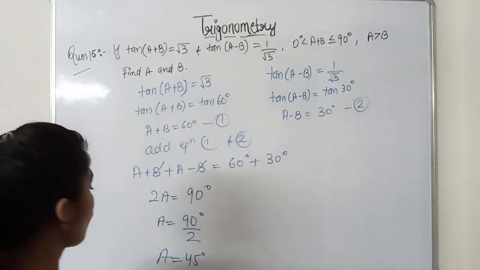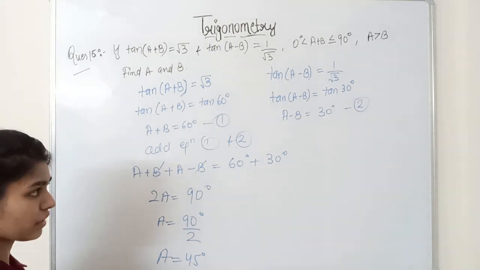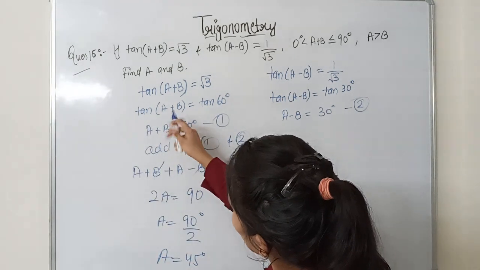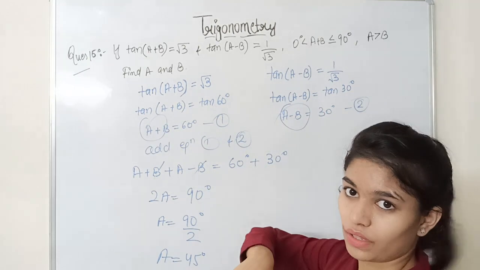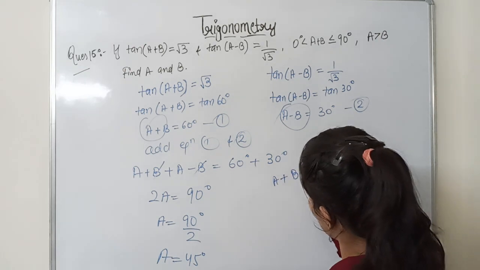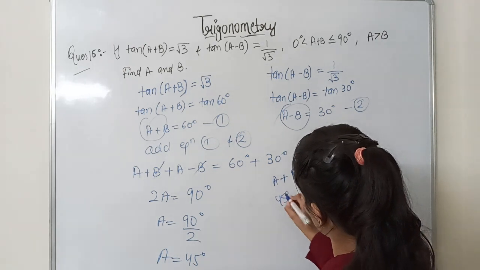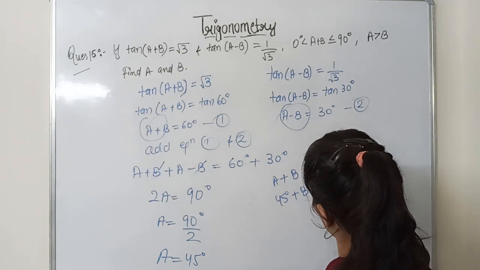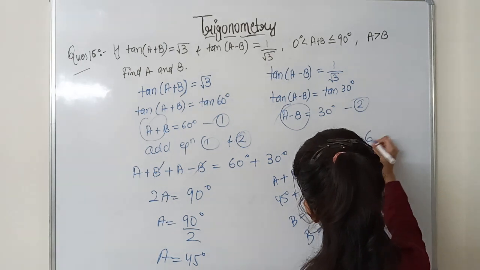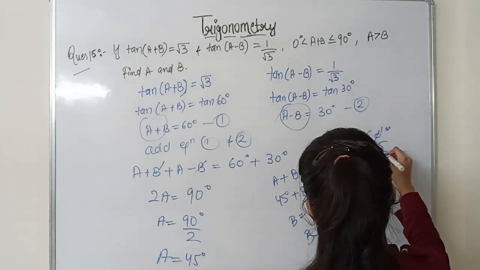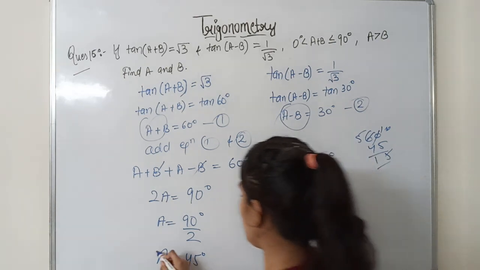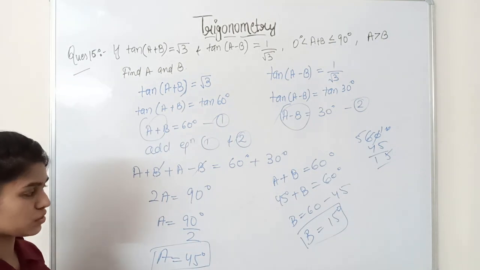Now, what is the value of a? We have already found out the value of a. What is b? Put the value of a in this equation or in this equation. We can find the value of b directly. a plus b is equal to 60 degree. a is 45 degree, plus b is equal to 60 degree. b is equal to 60 minus 45. b will be 15 degree. Okay. So the values of a and b are a is equal to 45 degree and b is equal to 15 degree.